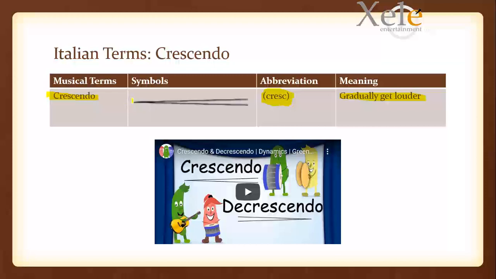And if you look at the symbol, it looks like it's gradually getting bigger. Think of it, it means to gradually get louder. So we start from small, and as you can see, it gradually goes on to get wider and bigger, right? So that's the symbol for the crescendo. Crescendo means to gradually get louder.